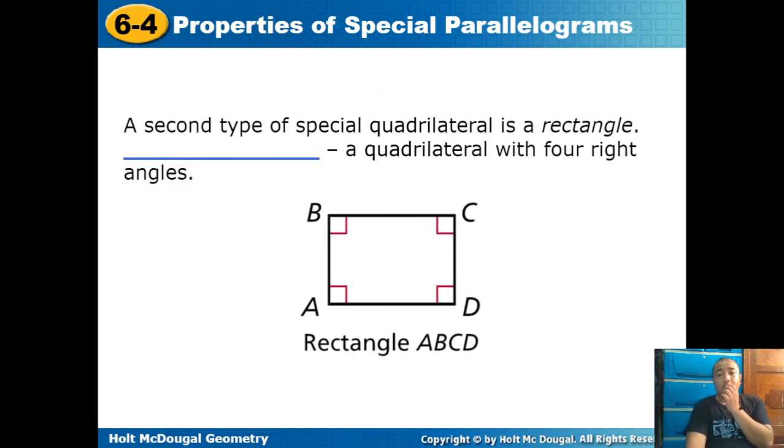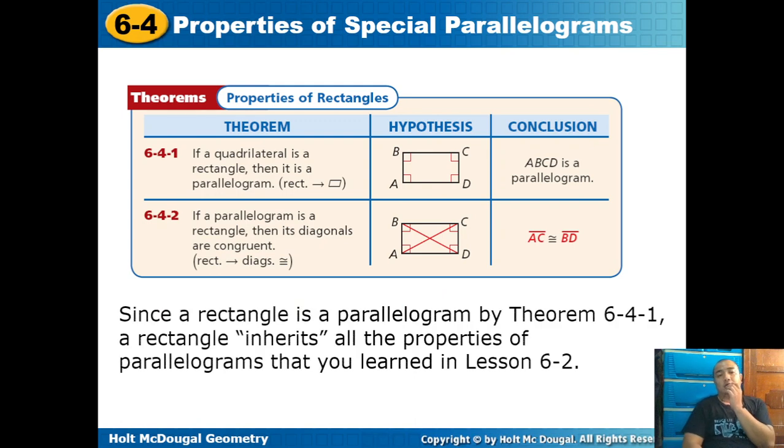The second type of special quadrilateral is a rectangle. It is a quadrilateral with 4 right angles. So we have here rectangle ABCD. You can see there are 4 angles. All the angles A, B, and C measure 90 degrees. These are now the theorems on the properties of rectangles.